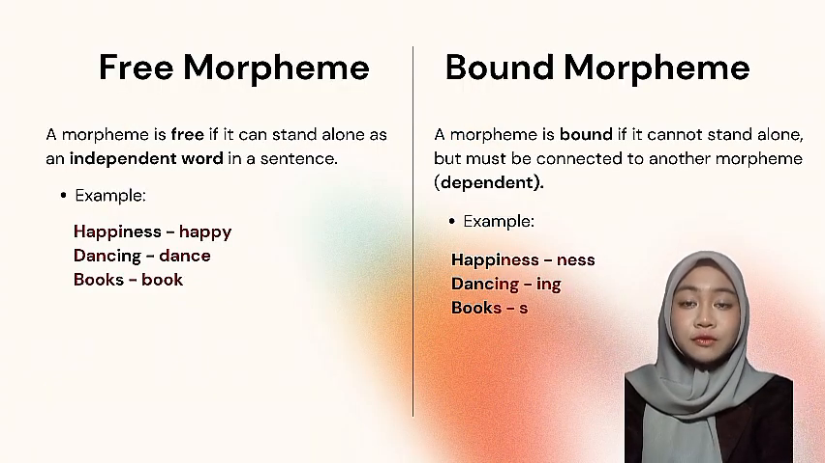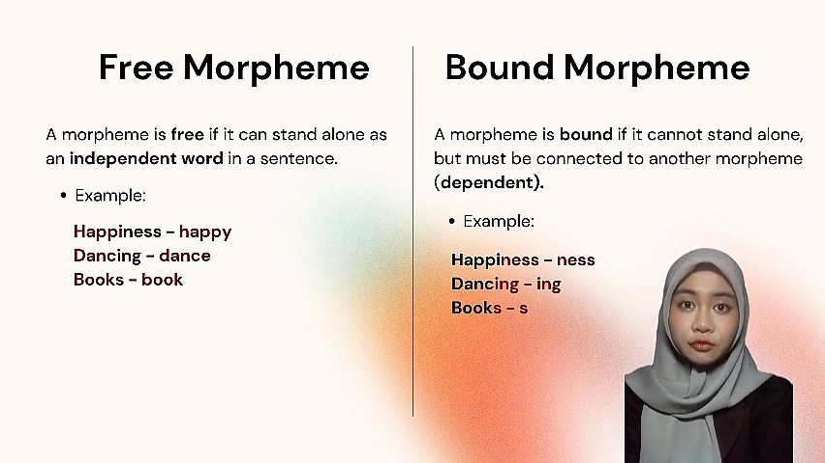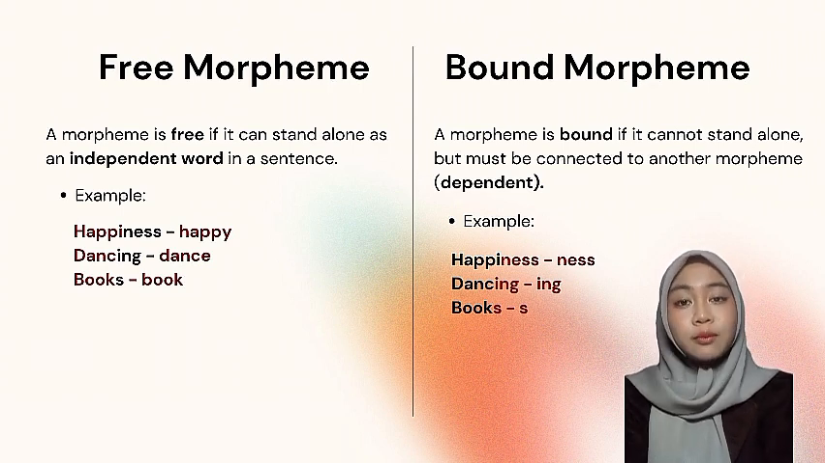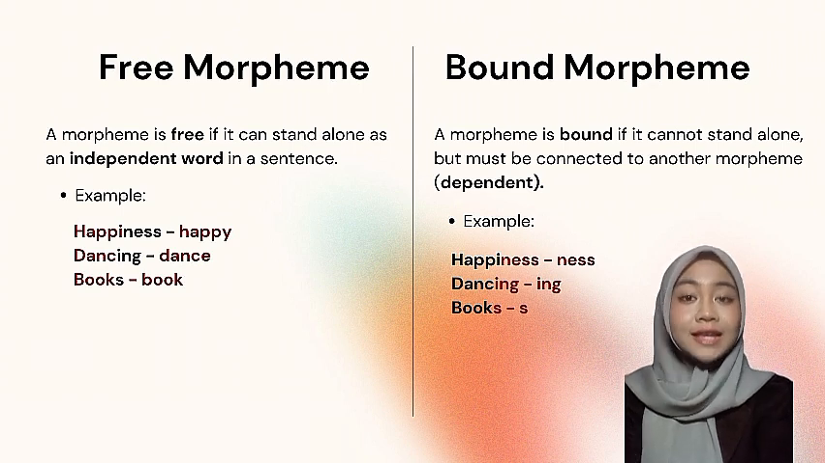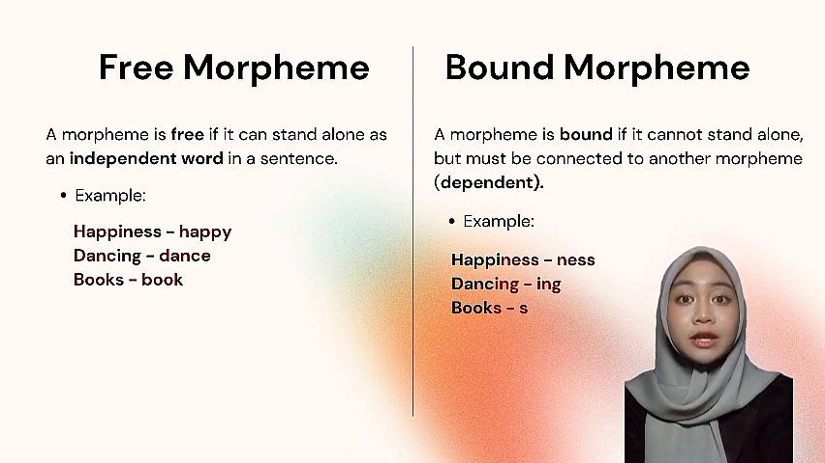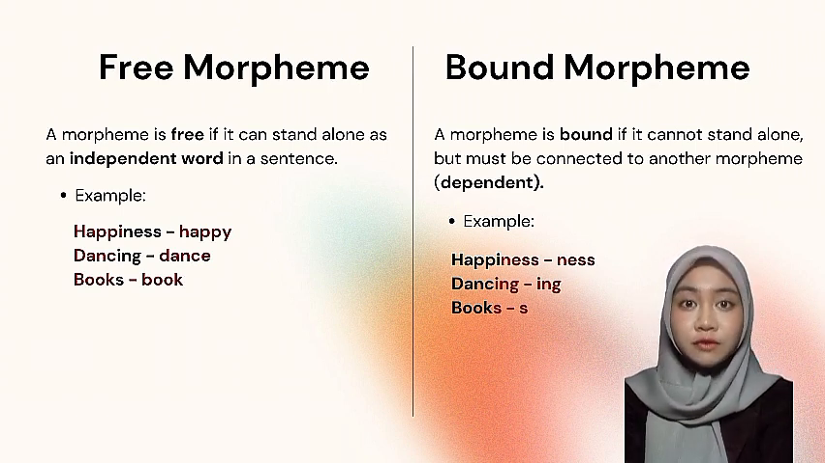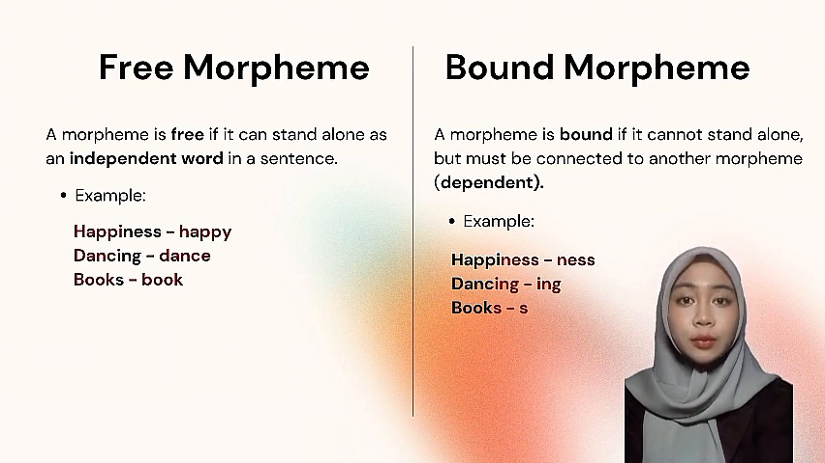Okay, we move to free and bound morpheme. Free morpheme. A morpheme is free if it can stand alone as independent word in a sentence. For example, happiness. Happy is a free morpheme. And dancing, dance is a free morpheme. And books, book is a free morpheme.